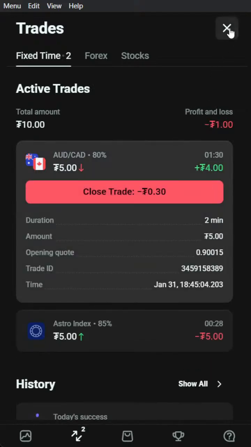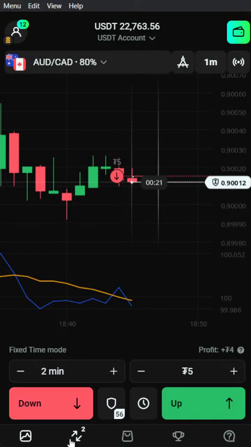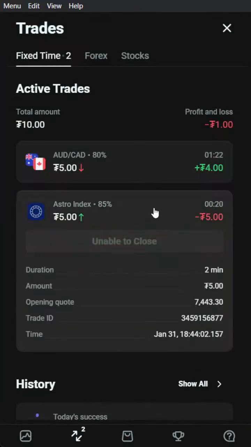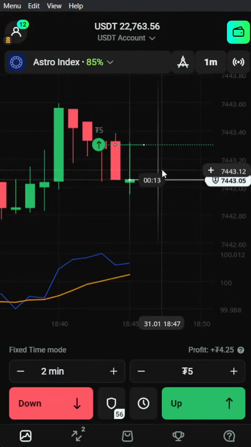And what about AUD CAD? Okay, AUD CAD also there is fluctuation. Astro also there is fluctuation. So we will wait for this trade. Okay, we will see. Let's see what happened to Astro. You see the candle is still going green.